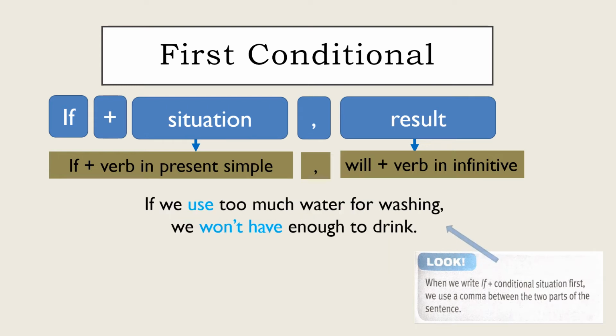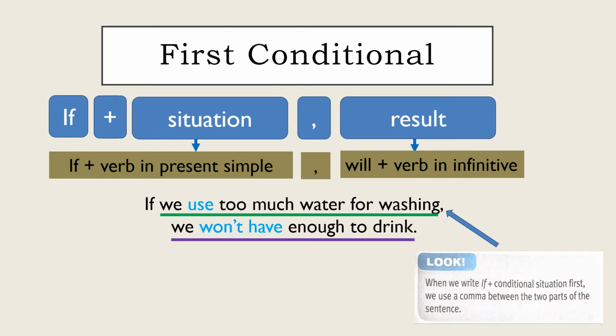If we use too much water for washing, comma, we won't have enough to drink. The situation is we use too much water for washing. Situasinya kita gunakan terlalu banyak air untuk membasuh. The result is we won't have enough to drink. Kesannya kita tidak akan ada air yang cukup untuk minum. Won't is a contraction of will not. We will not have. Won't, W-O-N, koma atas T adalah singkatan kepada will not, tidak akan.